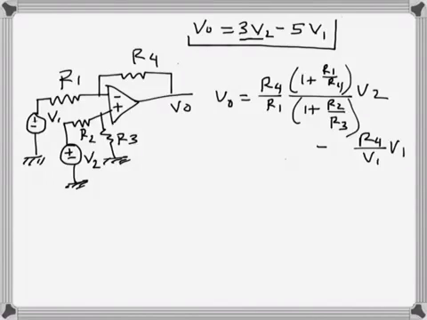I want to get this expression as an output of two input voltages, V1 and V2, and this is the output that I want: 3V2 minus 5V1.